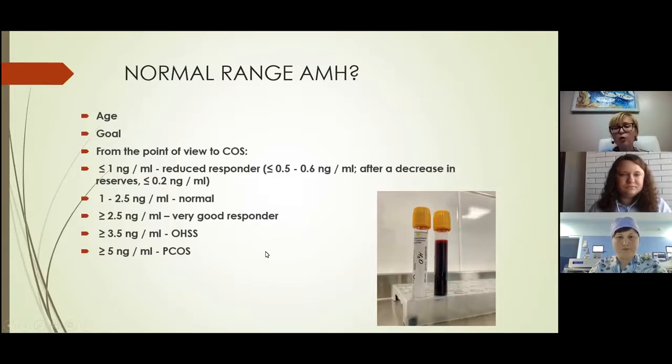If we are talking about stimulation, more than 1 up to 2.5 is more or less normal. More than 2.5, it is a very good responder. More than 3.5, there is risk of ovarian hyperstimulation syndrome, and more than 5, it suggests polycystic ovarian disease. If we have a very low level, like less than 1 or even less than 0.2, the prognosis to receive a good amount of eggs is very bad. So we should think about this.